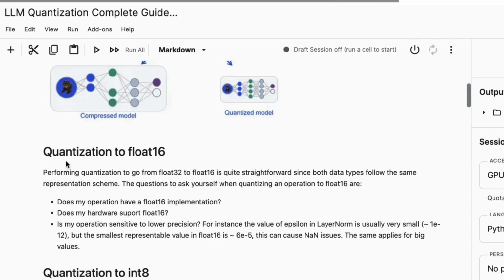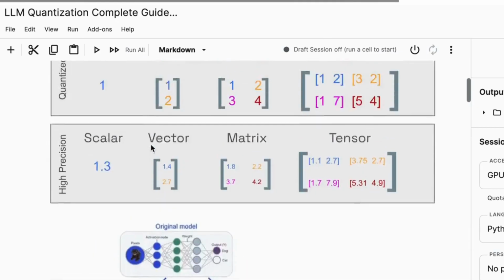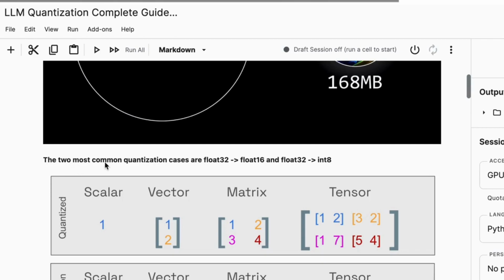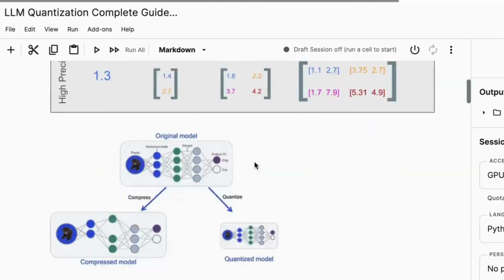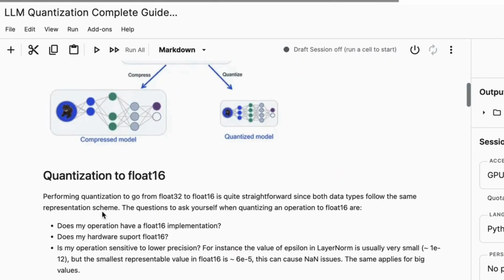Now the main thing is quantization to float 16. As I showed here, the most common quantizations are float 32 to float 16 and float 32 to Int8. First we talk about float 16 quantization. Float 16 quantization means we directly convert float 32 to float 16, which is quite straightforward because it is in the same float domain. It still has the exponent and the mantissa parts of the float as well.